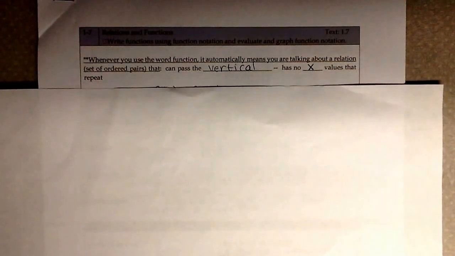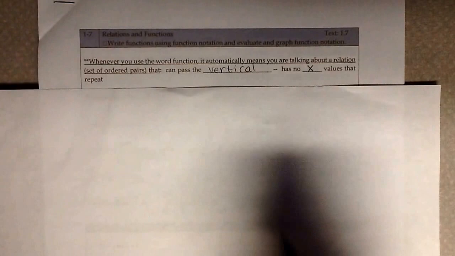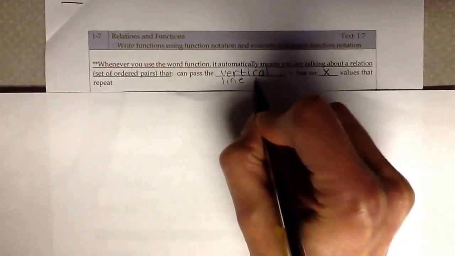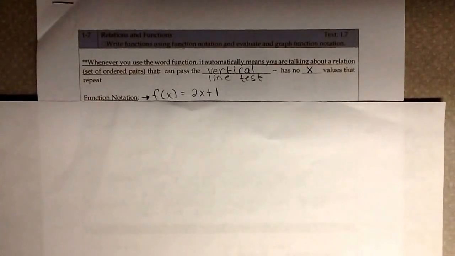In section 1-7, you're going to write functions using function notation and evaluate and graph function notation. So let's just review here that whenever you use the word function, it automatically means you're talking about a relation, which is a set of ordered pairs that can pass the vertical line test.